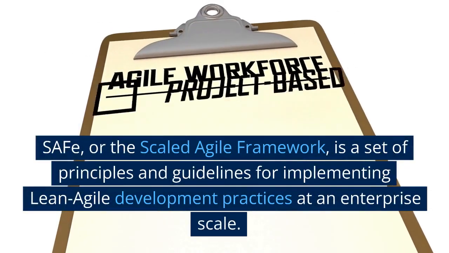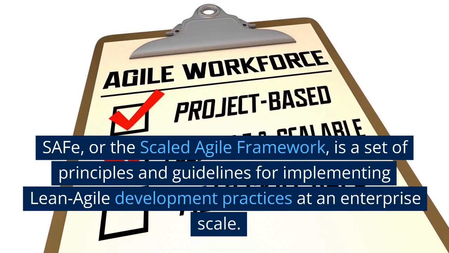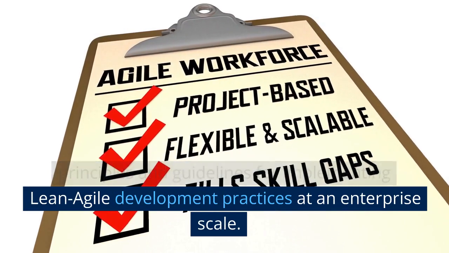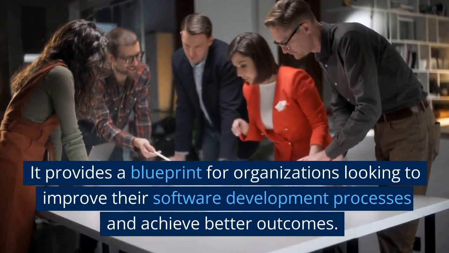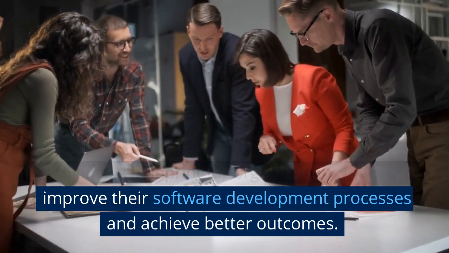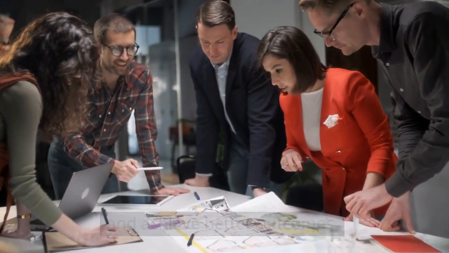SAFe, or the Scaled Agile Framework, is a set of principles and guidelines for implementing lean agile development practices at an enterprise scale. It provides a blueprint for organizations looking to improve their software development processes and achieve better outcomes.